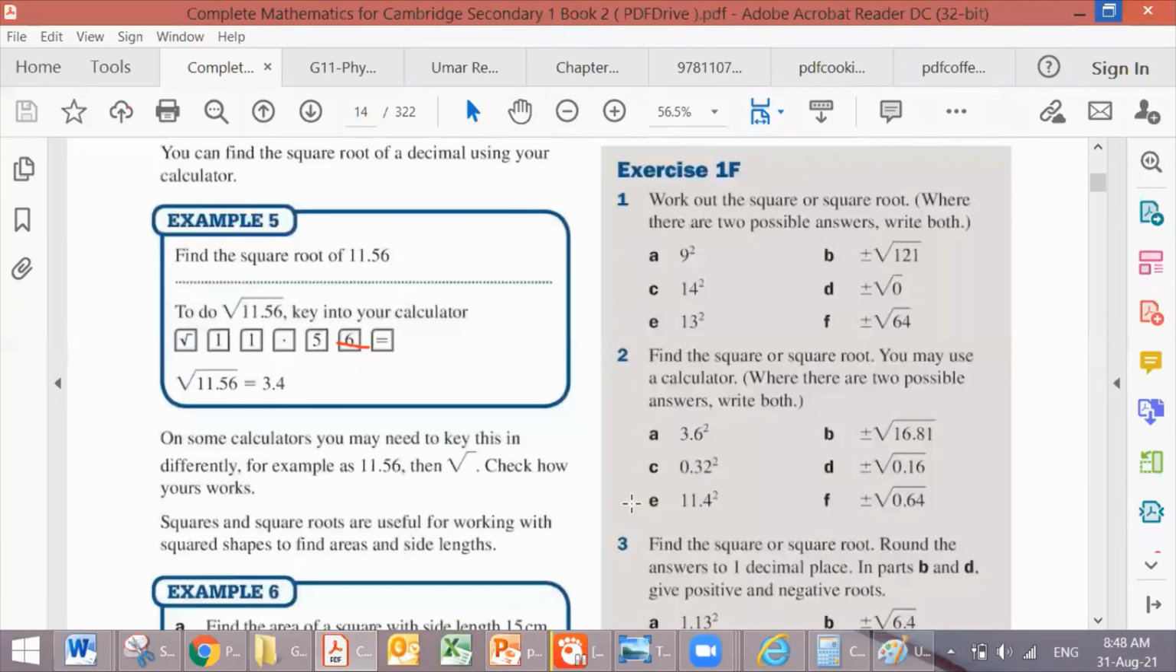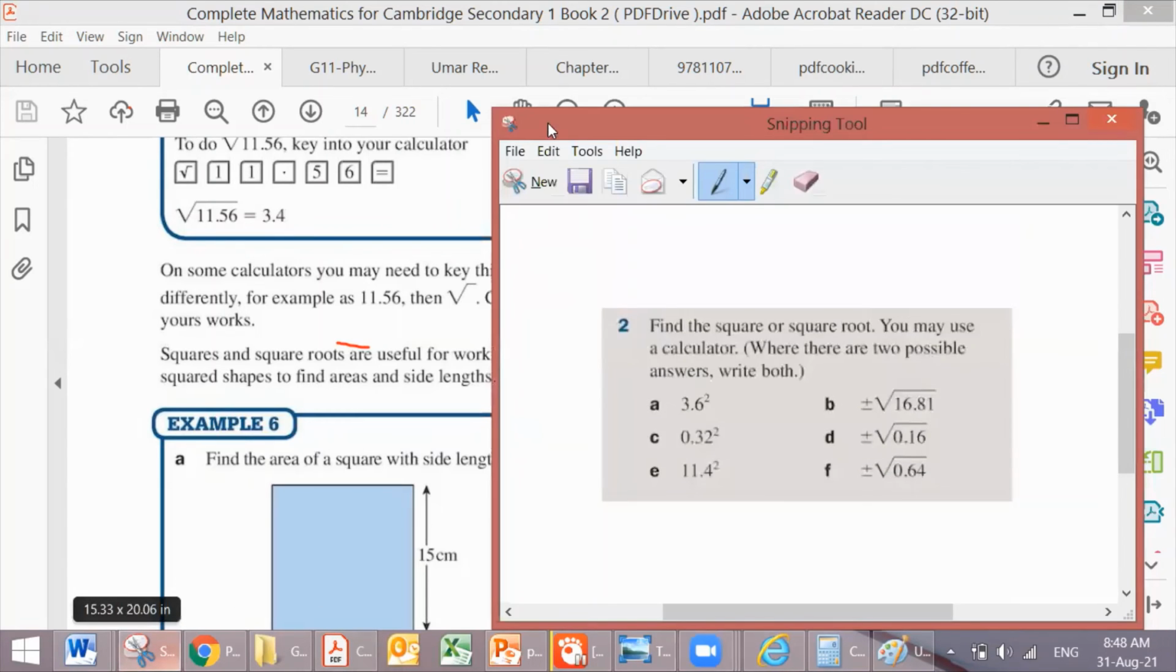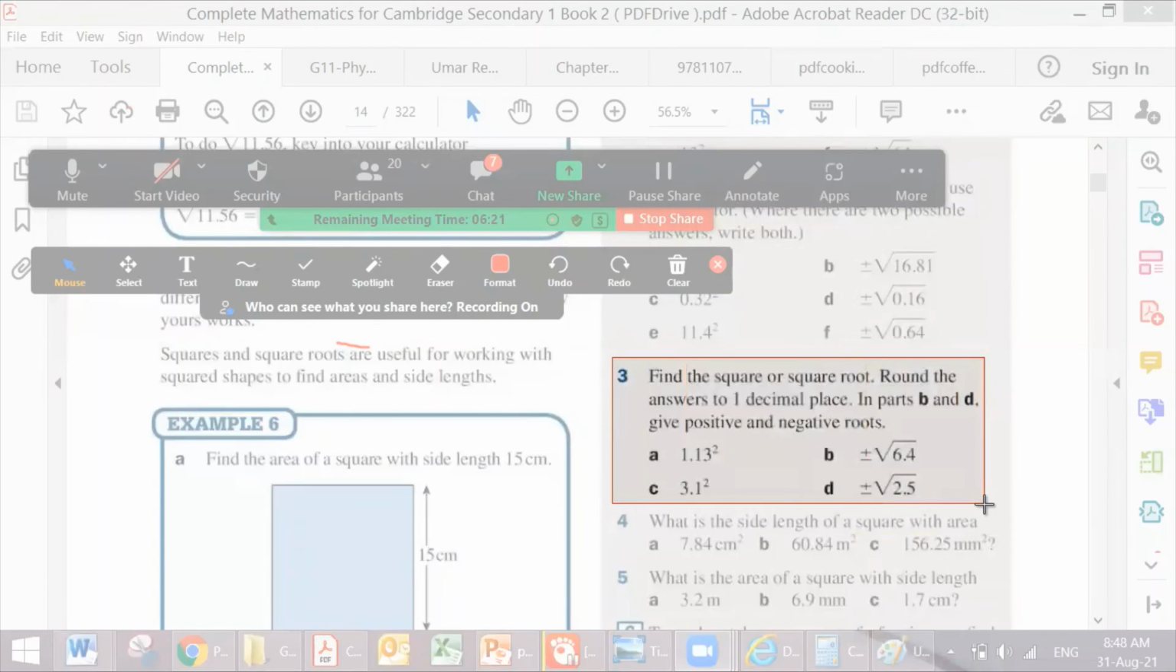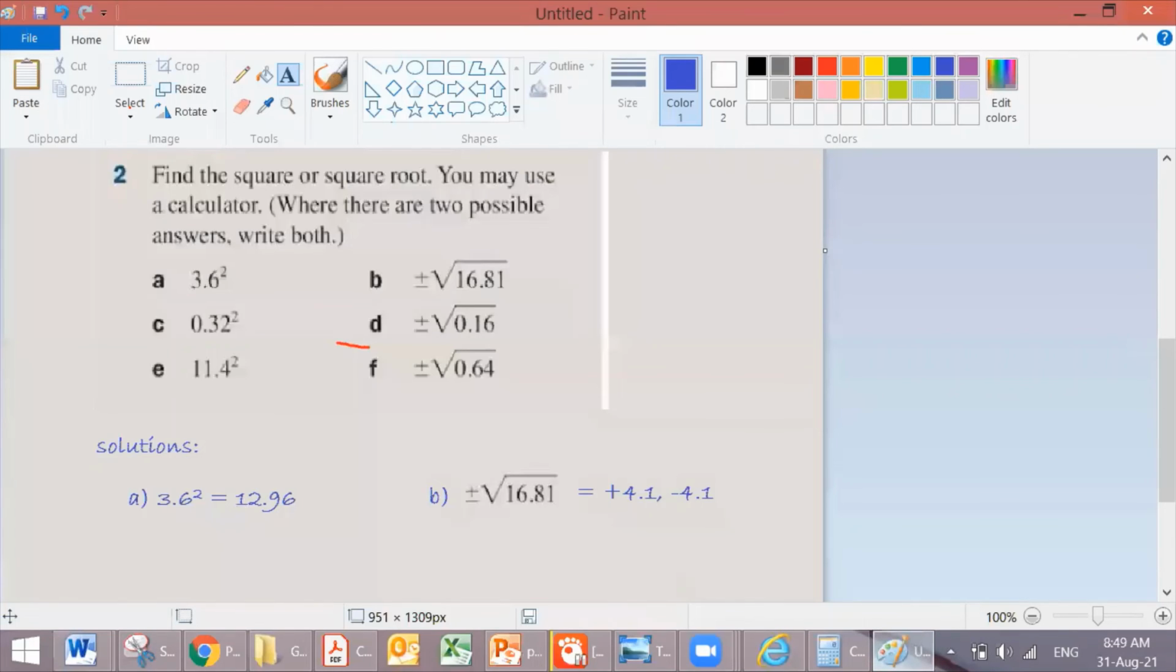And okay, let's do these next questions. Find the square or square root, round the answers to one decimal place. In parts B and D, give positive and negative roots. Okay, so this question is hard for you to understand. So first of all, I will complete this. I will paste it here.